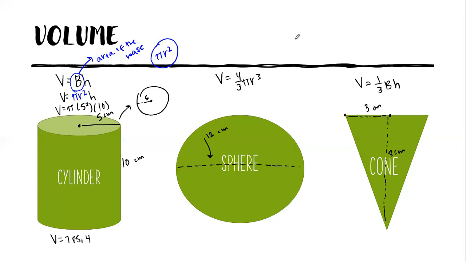Okay. For a sphere, the formula is volume equals 4/3 pi r cubed. So the only thing you need here is the radius. Well, what does this 12 represent? The diameter. So how do I find the radius? Chop that in half, divide that by 2. So what's the radius of the sphere? 6. So radius equals 6. So volume equals 4/3 pi times 6 cubed.